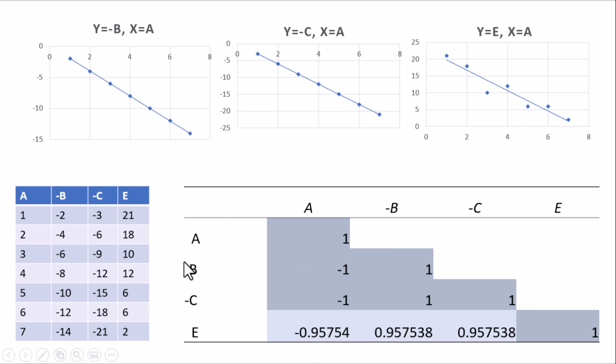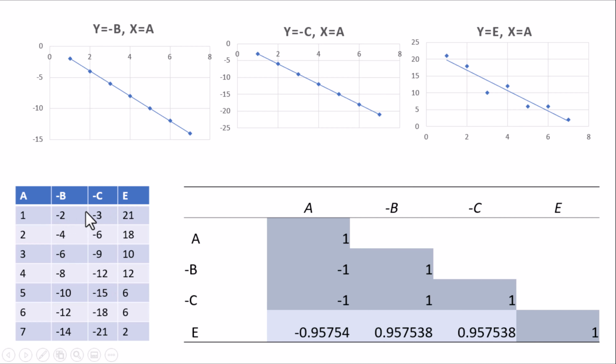Now, take a look at this. You have a perfect proportion, but it is negative. So because of that, A against -b is -1. A against -c is also -1. -b against -c is 1, because if you look at this data set, -b has negatives, -c has negatives.